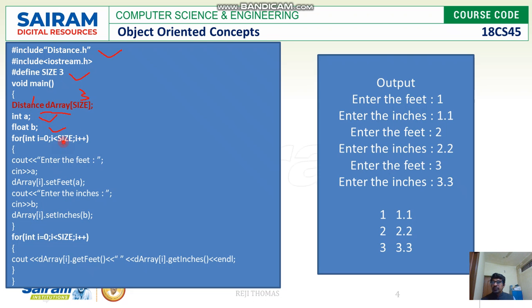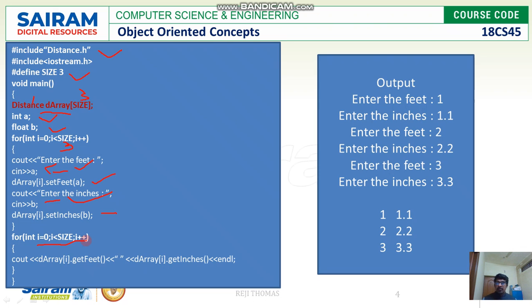So we have already taken size is equal to 3, and we are reading only feet. This is stored in a variable a, and this is the function. Then we are going to read the inches, and this is going to be your b value. Then we are going to set it. Once it is done, we are going to repeat this. Whatever we got from the keyboard, we are going to just print it using the second for loop.